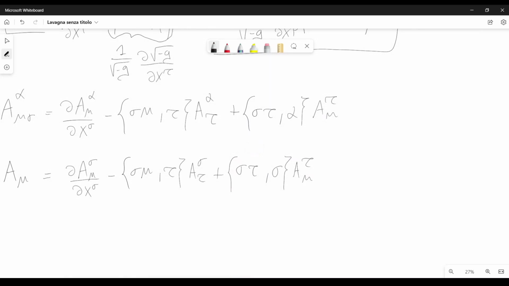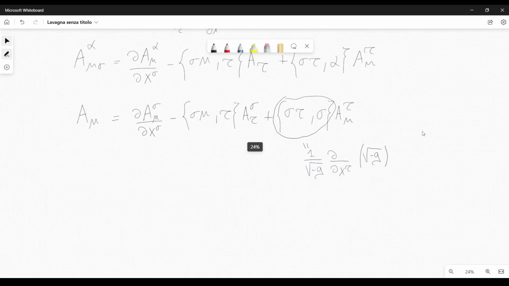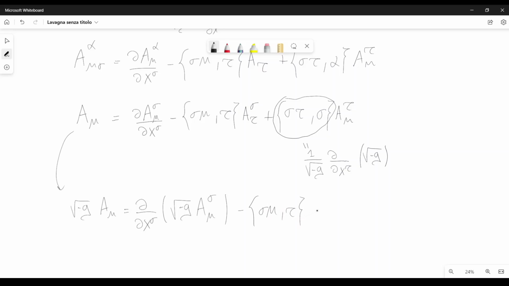Now, similarly to what we have done earlier, this Christoffel symbol can be written as 1 over square root of minus g, derivative with respect to x tau of square root of minus g, and we can rewrite this formula as square root of minus g a mu equal to derivative with respect to x sigma of square root of minus g a sigma mu minus Christoffel symbol sigma mu tau square root of minus g a sigma tau, like this.